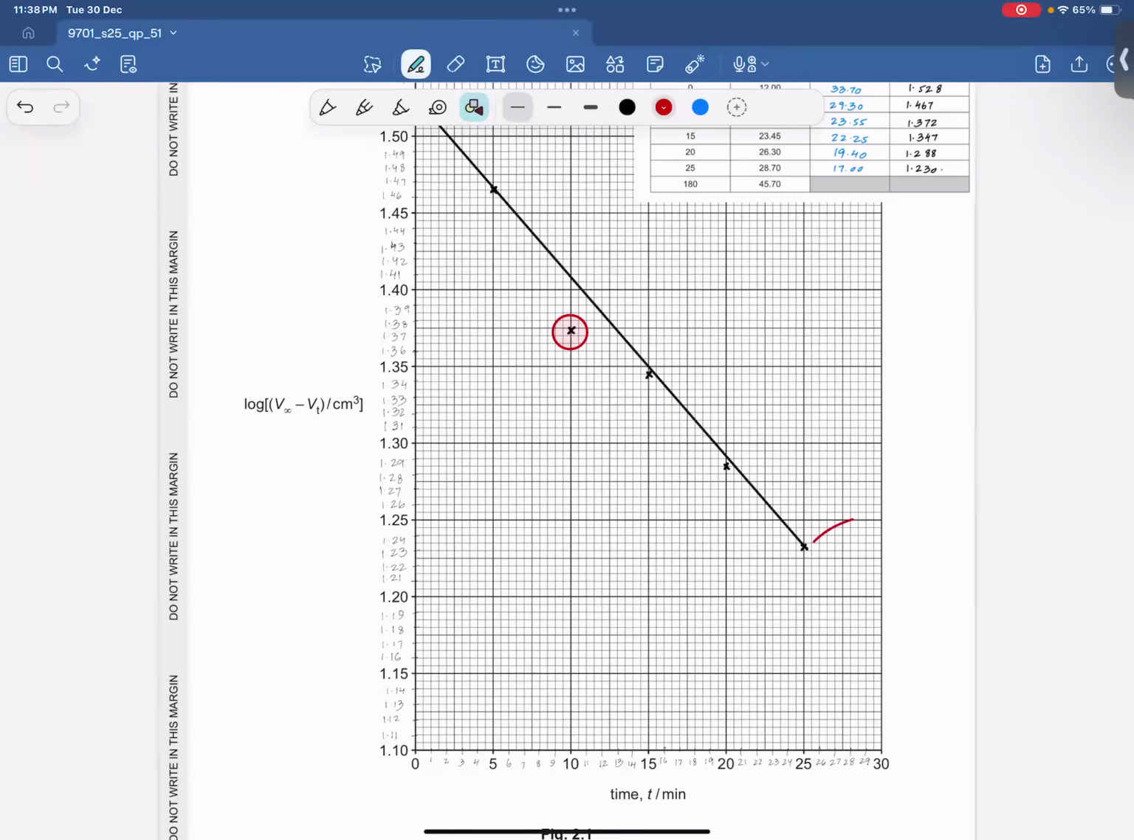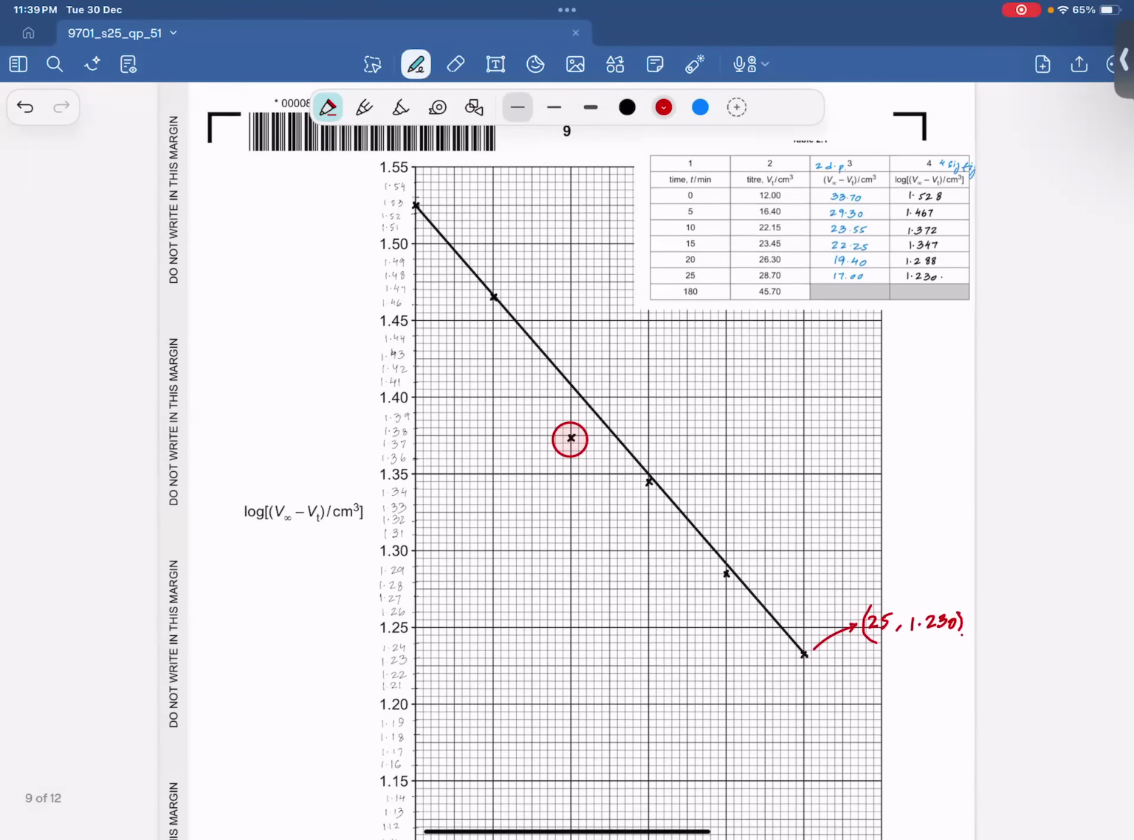So let me take 25. And the value 1.23, 1.23. So 1.23, 0. That's the first point.